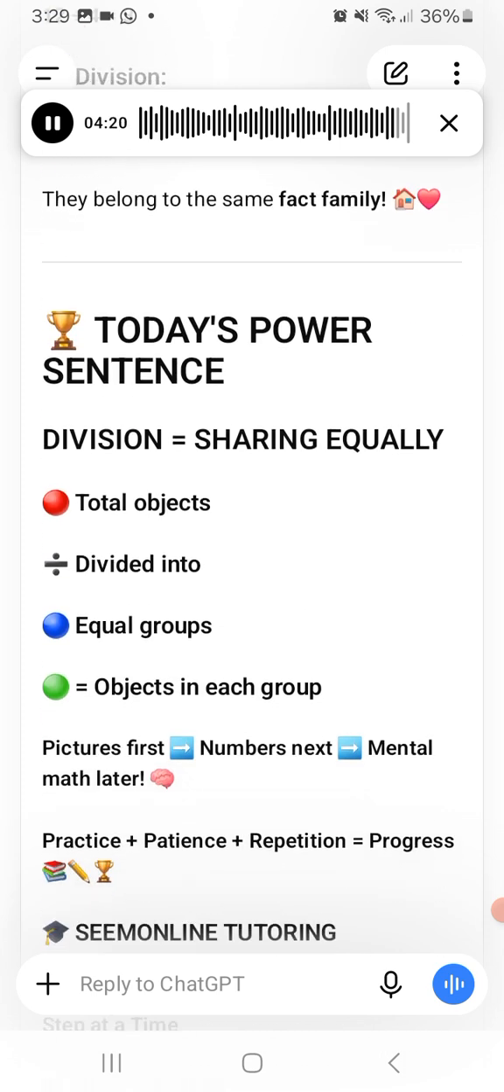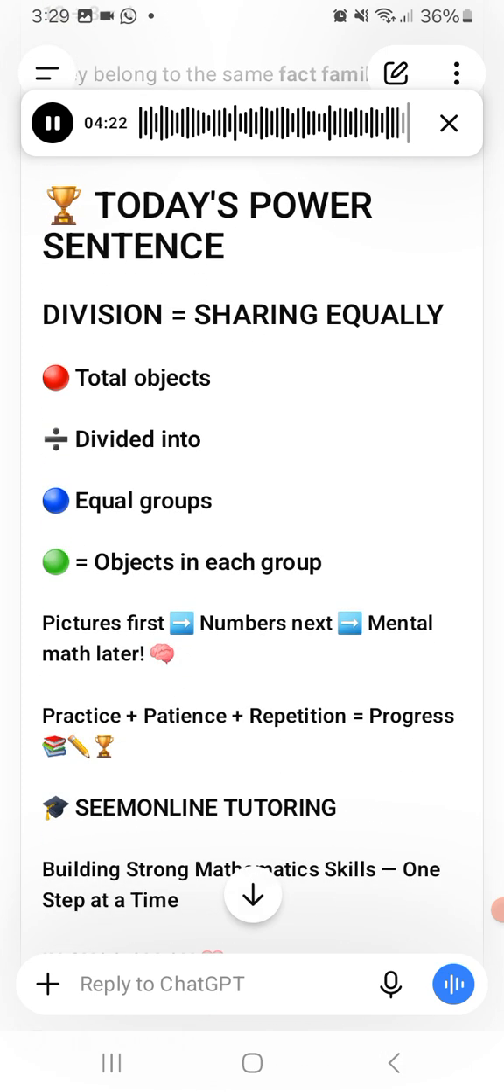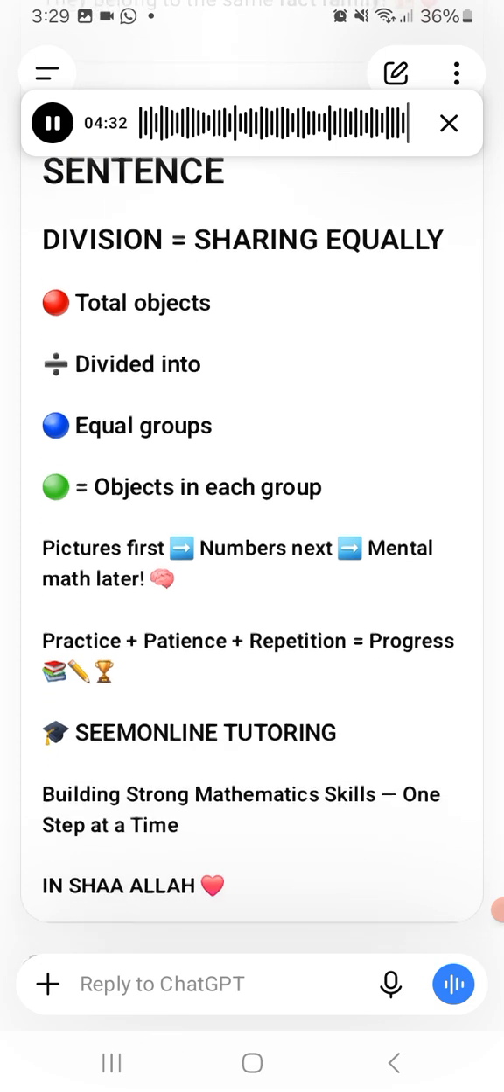Today's power sentence. Division is sharing equally. Total objects divided into equal groups equals objects in each group. Pictures first, numbers next, mental math later. Practice plus patience, repetition equals progress.